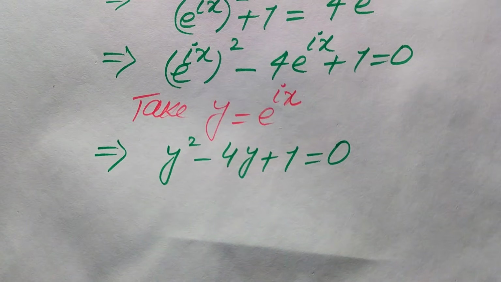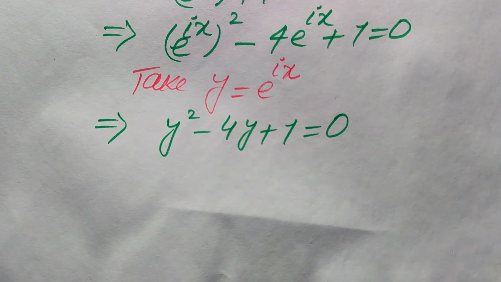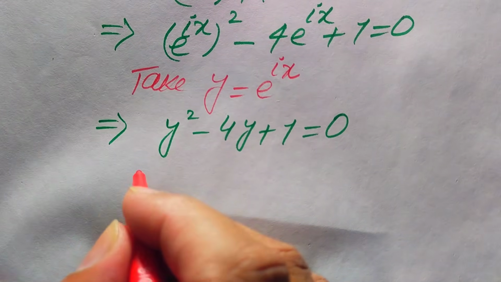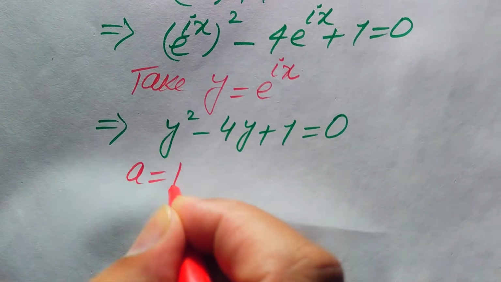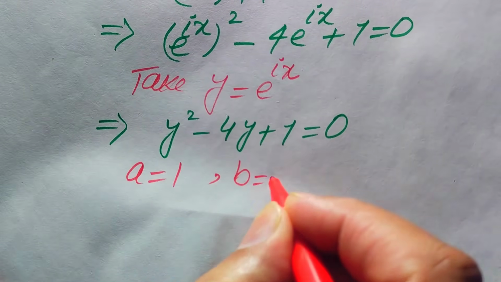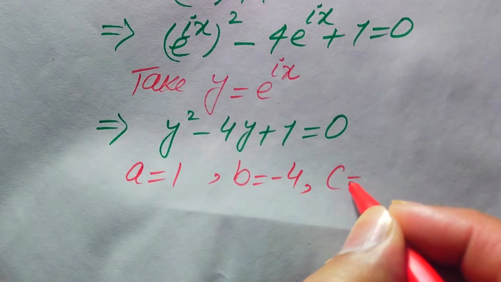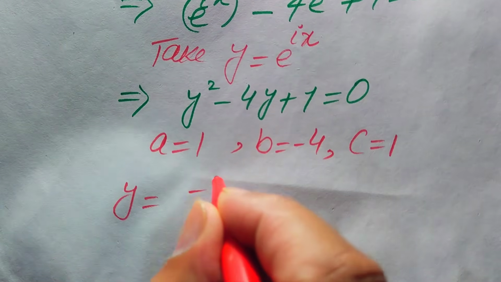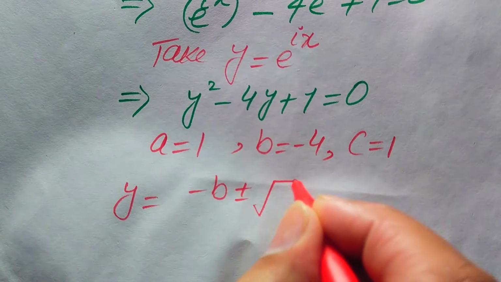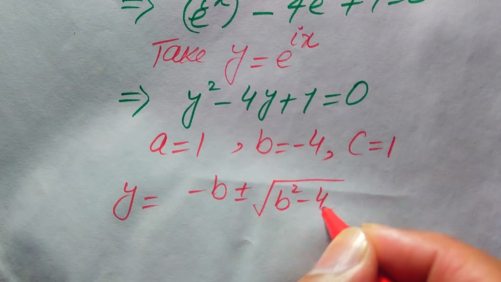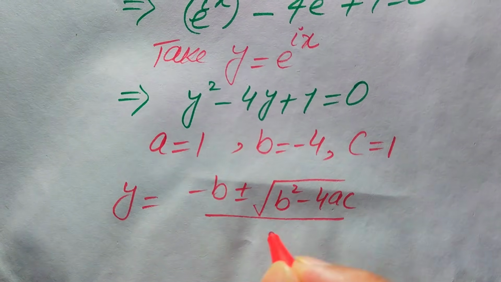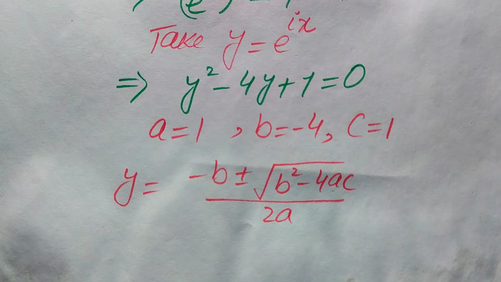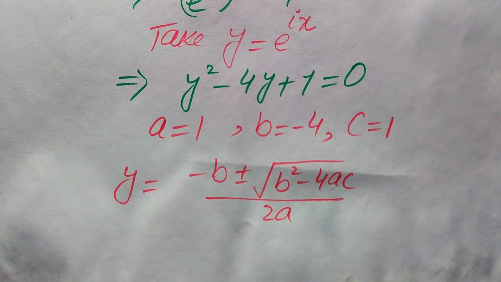In the next step we need to solve this quadratic equation, and we use the quadratic formula. First we write the coefficients of this equation: a equals 1, b equals minus 4, and c equals 1. And we state the quadratic formula as y equals minus b plus minus square root of b squared minus 4ac, divided by 2a. This is our quadratic formula, and here we substitute all the values of a, b, and c.